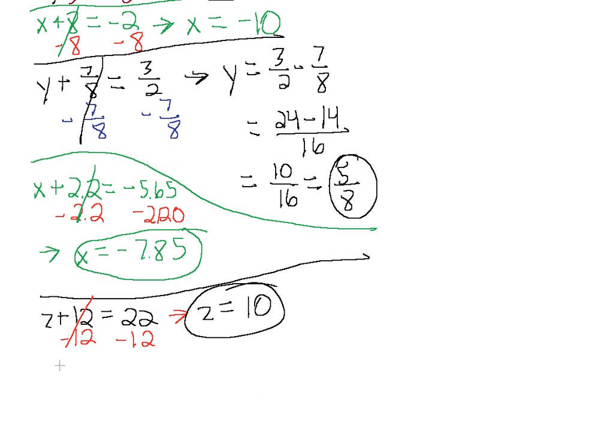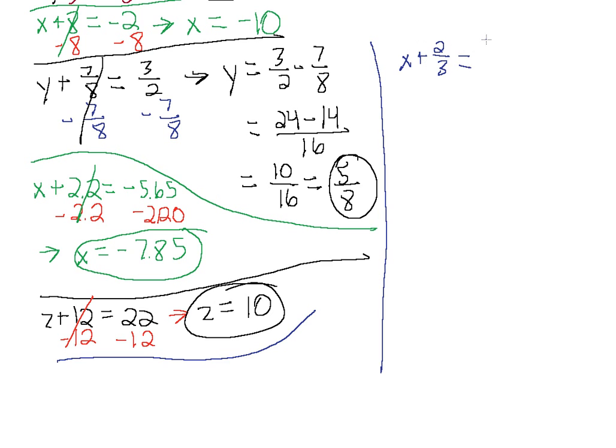Okay, fairly straightforward. Let's get one more in for practice. Let's say we have x plus 2 over 3 equals 3 over 5. Let's get used to doing some more rational numbers. All right, so we want to isolate x on one side and have everything else on the other side. So we have a rational number being added to x, so let's go ahead and subtract 2 over 3 from both sides.